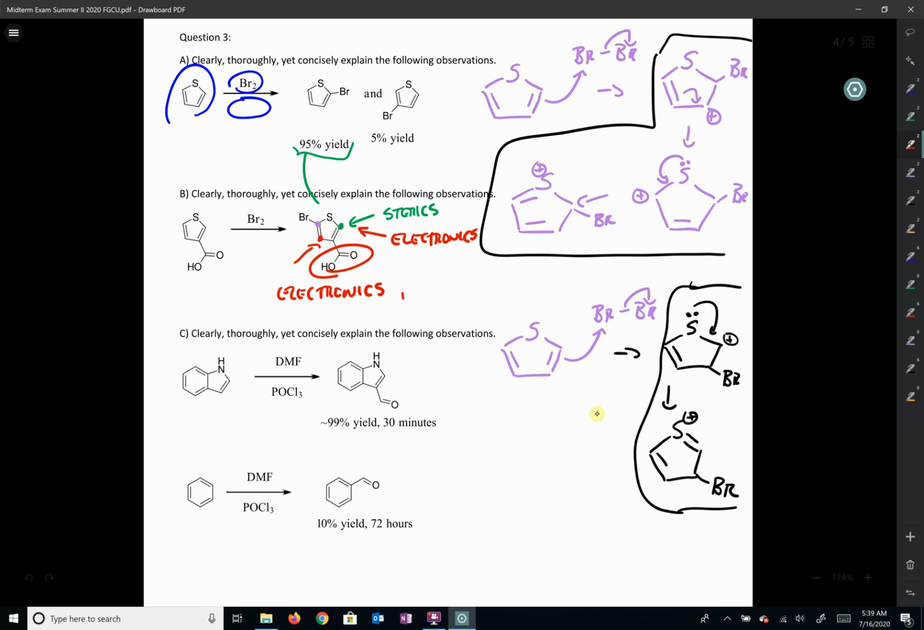So definitely draw a mechanism for this one here, and show the stability of the carbocation, right? Why wouldn't it go to the red? Why would it prefer the purple? That kind of stuff. Okay.